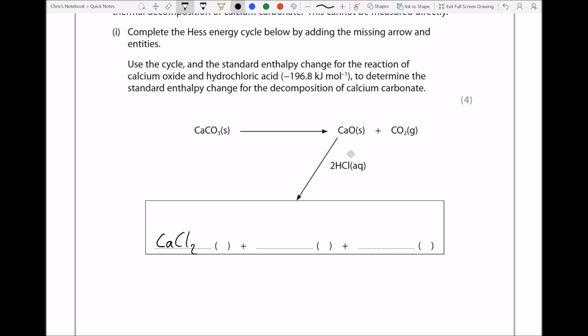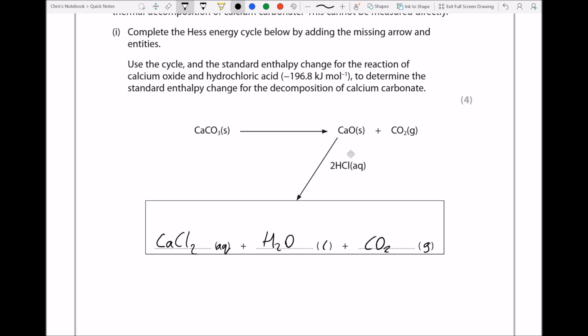CaCl2. Now, calcium chloride is aqueous. This can be dissolved in solution, so that's aqueous. With this reaction, we're going to produce calcium chloride, the salt, plus water, so we produce water as well. Obviously, water is a liquid. And we have carbon dioxide as well. This is not going to get involved with the reaction, so we still have it present. So we're going to put carbon dioxide there, and that's a gas that's being produced. So there's the base bit there.